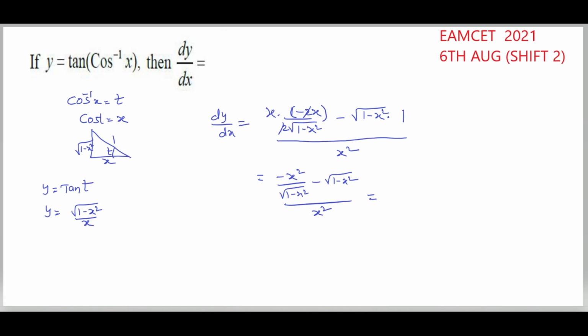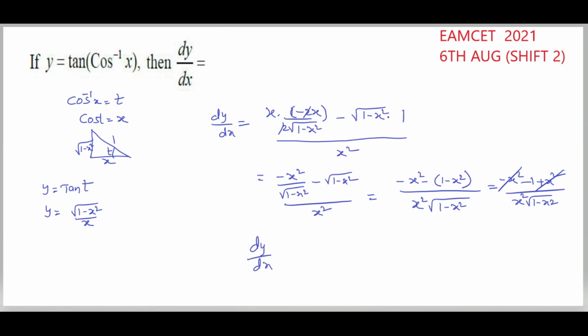That is equal to, take LCM, that is minus x square minus of root 1 minus x square into root 1 minus x square, that is 1 minus x square, by x square into root over 1 minus x square. That is minus x square minus 1 plus x square by x square into root over 1 minus x square. x square cancel. Therefore dy by dx is equal to minus 1 by x square into root over 1 minus x square.